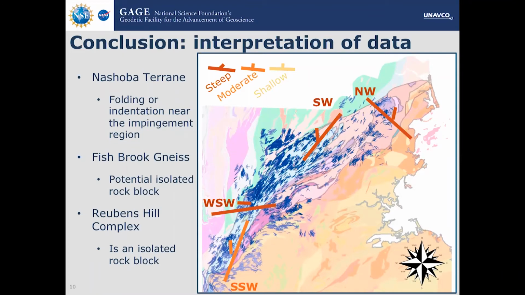Now for the Fishbrook gneiss and the Rubens Hill complex, like I said before, for the Rubens Hill complex, we suspect that it might be a rock block, which is just an area of rock that differs from the surrounding rock terrain. And so the strike here is going to be towards the northwest, and then for the Rubens Hill complex is towards the west-southwest. And again, the differentiation is probably because of it being a rock block.